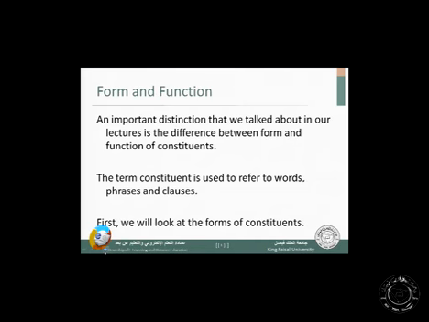The term constituent is used to refer to words, phrases, and clauses. So instead of saying words, instead of saying phrases, instead of saying clauses, we use one term to refer to them all. So when I say constituent, I'm referring to all three: words, phrases, and clauses. So this is just a simpler way to talk about these three elements. So first of all, we'll look at the forms of constituents.